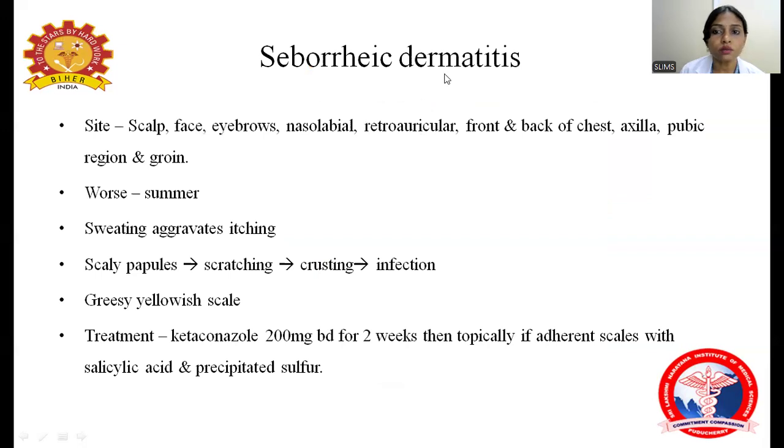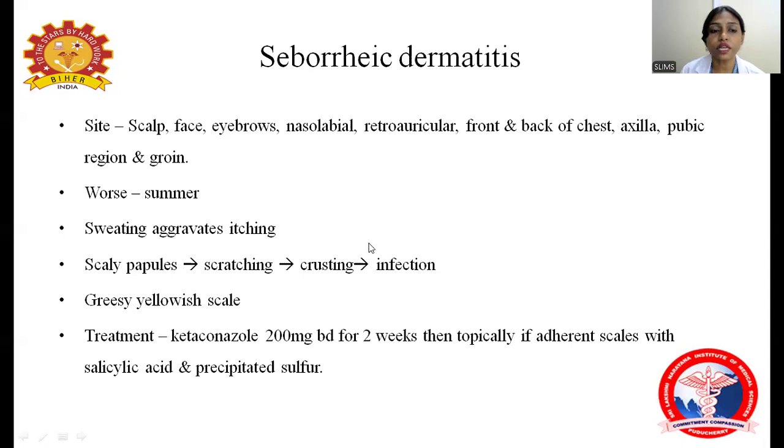Now coming to seborrheic dermatitis. The most common sites involved are the seborrheic areas where there is a predominance of sebaceous glands, like the scalp, face, eyebrows, nasolabial fold, retroauricular areas, front and back of the chest, axilla, and the pubic region. Seborrheic dermatitis is worse in summer. Sweating aggravates itching, and you can see papules which, on scratching, can form crust and infections.